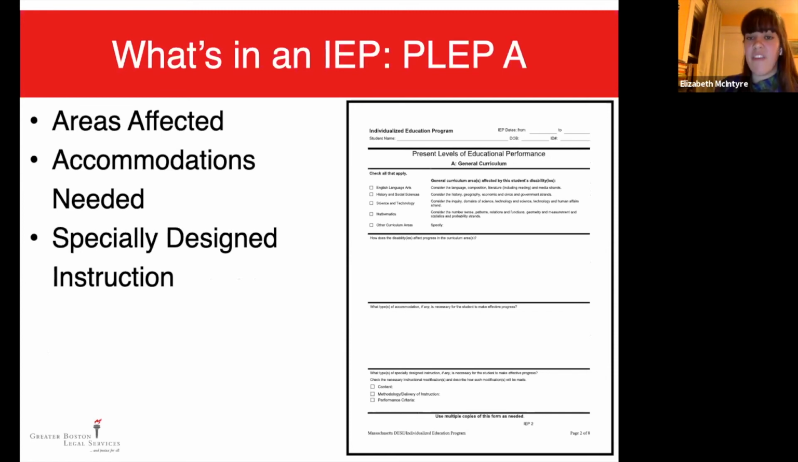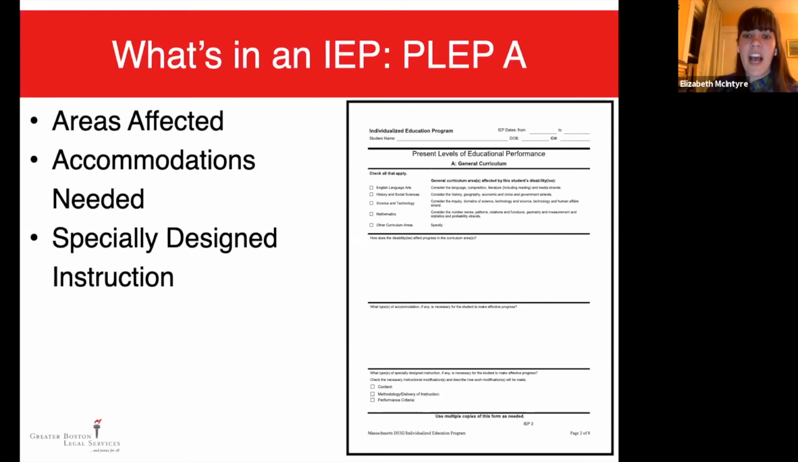Does the student's disability affect them in English language arts, history and social sciences, science and technology, math, other curriculum areas, maybe like music, for example, or art or something. Somebody asked, can an IEP cover multiple content areas? Here's where you would indicate that the student's disability affects them in multiple content areas.